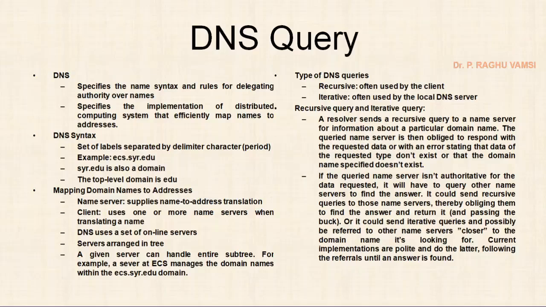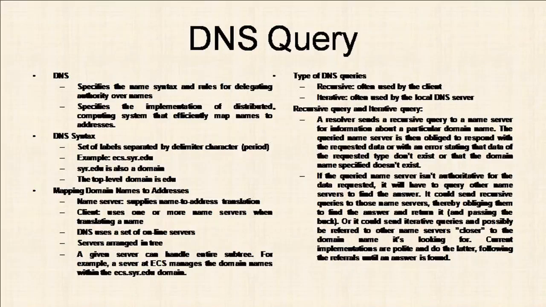Types of DNS queries: it is a recursive query or an iterative query. Recursive queries are often used by the client, and iterative queries are often used by the local DNS server. A recursive resolver sends a recursive query to a name server for information about a particular domain name. The queried name server is then obligated to respond with the requested data, or with an error stating that data of the requested type does not exist or that the domain name specified does not exist.